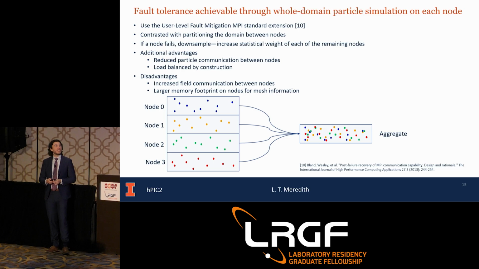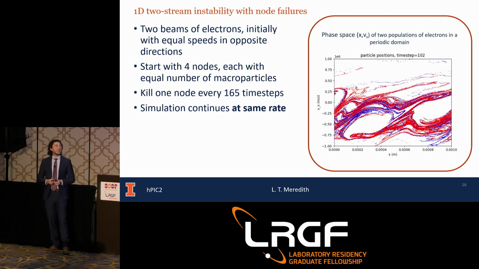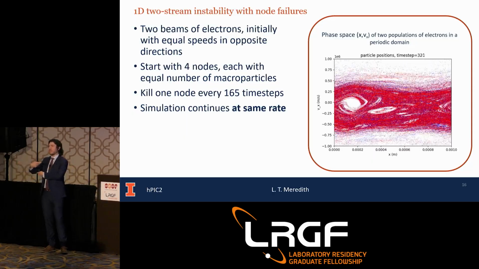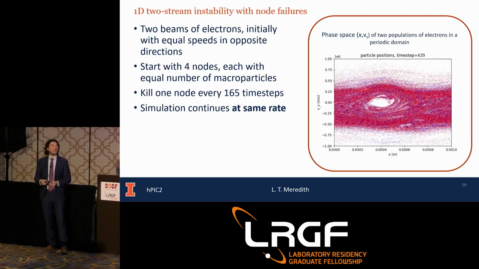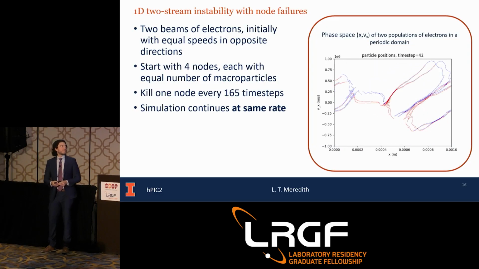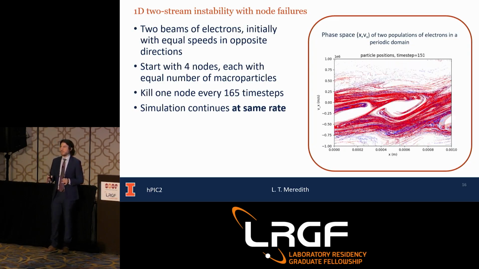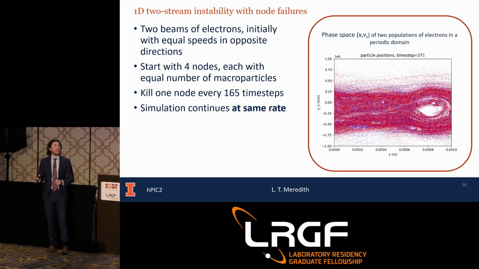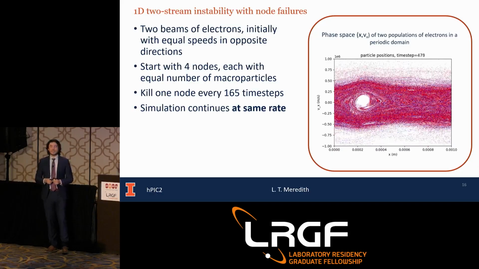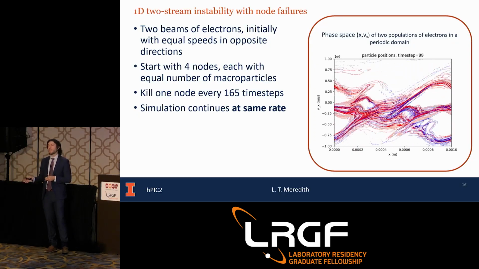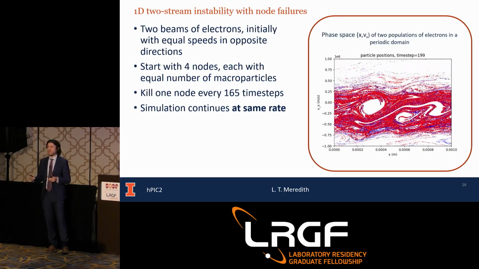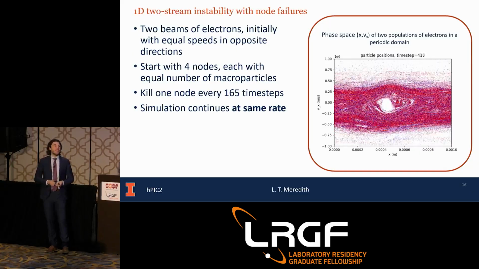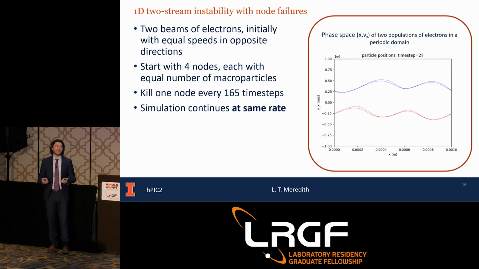And just to show this in action, I have a simple simulation of a 1D two-stream instability. I just have two counter-streaming beams of electrons, and they interact electrostatically. I'm going to start this simulation off on 4 compute nodes, and I'm going to artificially kill one off every 165 time steps here. It's important to note that the simulation continues at the same rate, because we're not adding or subtracting macroparticles from compute nodes. The macroparticle count stays the same. The only thing we're losing is some simulation fidelity.